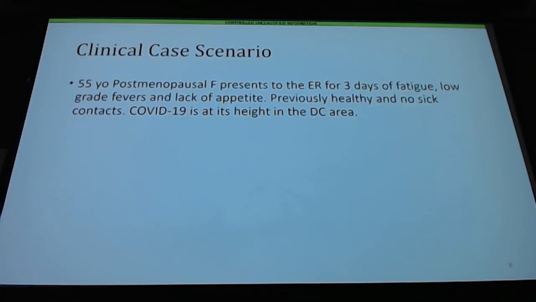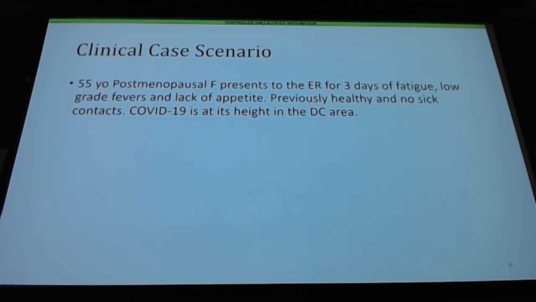low-grade fevers, and a lack of appetite. She had been previously healthy, no sick contacts. This was at the height of COVID-19. This was before the vaccine. This is when our testing for COVID-19 was pretty primitive still, where you needed at least 2 negative tests in order to say that somebody was, in fact, negative for COVID.